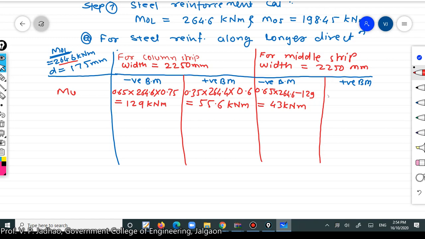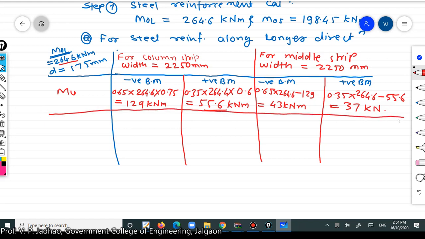Again, the remaining positive bending moment will be taken by the middle strip. So out of this 0.35 into 264.6, deduct this bending moment 55.6, and you will get the remaining positive bending moment. So 55.6 is deducted, you will get this as 37 kilonewton meter. So this is how the bending moment distribution is done in the flat slab.